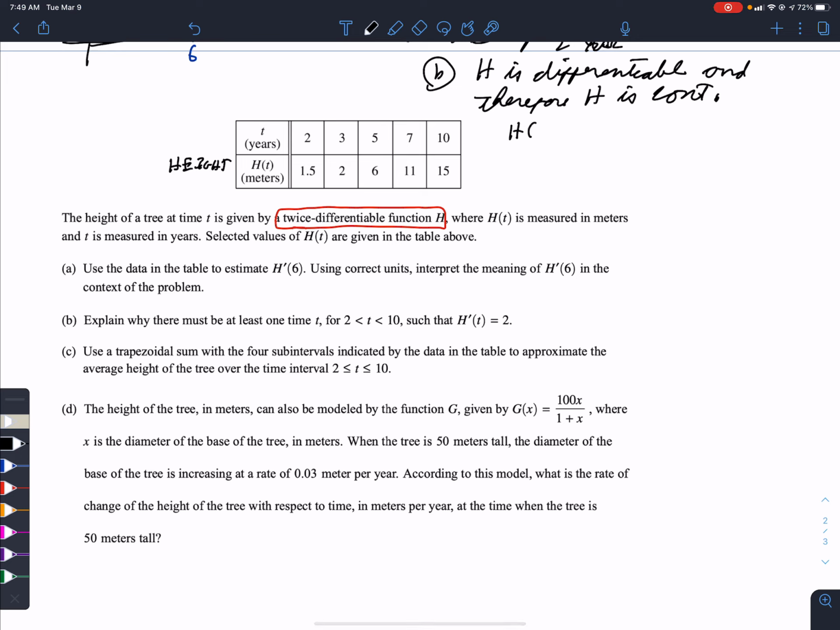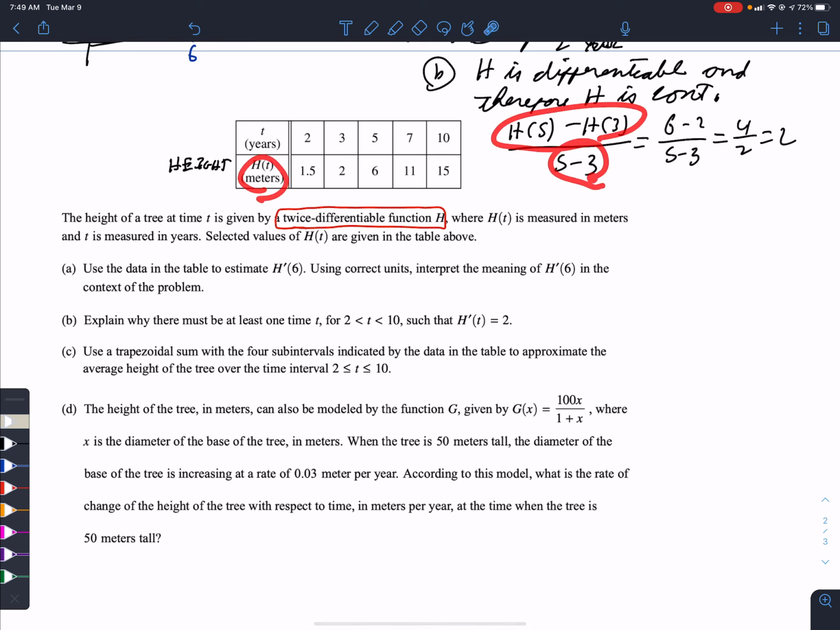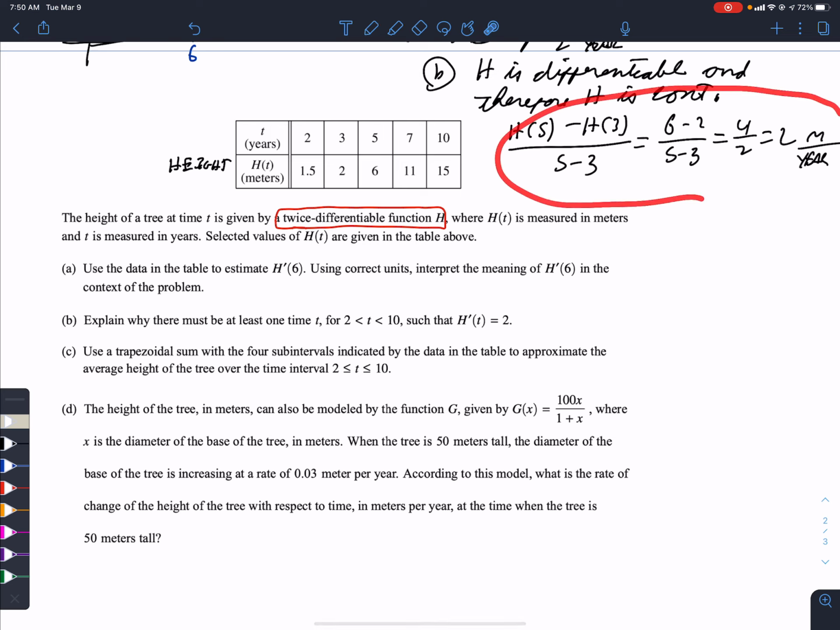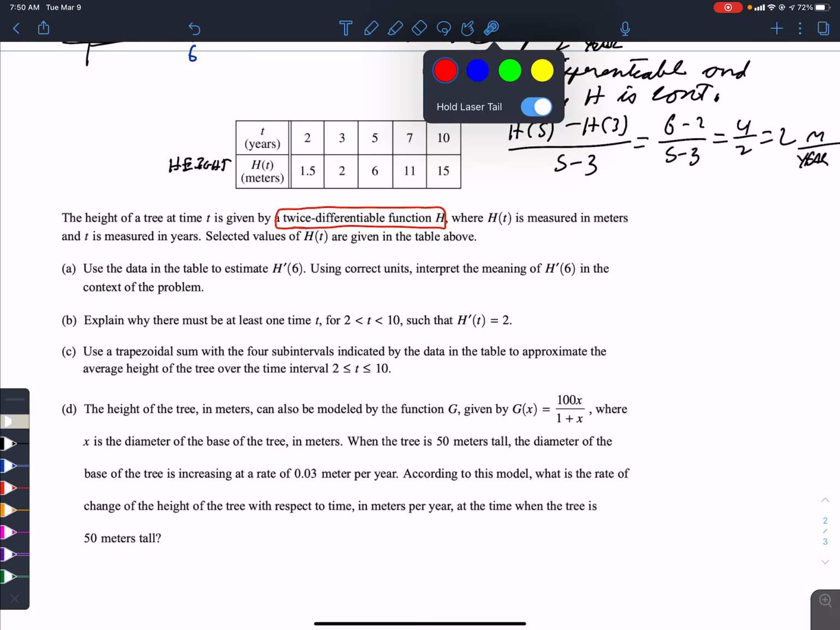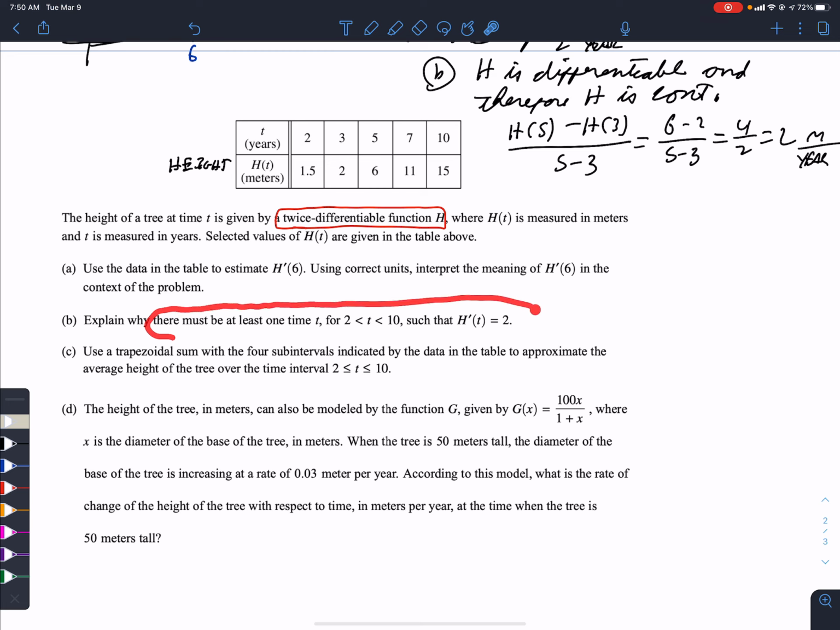Next, what we're going to do is h of 5 minus h of 3 over 5 minus 3. So that's the average rate of change, also known as the slope of the secant line. And that's going to be 6 minus 2 over 5 minus 3, which is 4 over 2, which is 2. And the units, h is measured in meters, t is measured in years, so it's going to be meters per year. Okay, so you've shown the average rate of change is 2. The conclusion is, therefore, the derivative must equal 2 in that region. So your conclusion is going to be this. Therefore, there must be at least 1 time t, blah, blah, blah. You're just going to copy that because you've shown all the things necessary for that to be true.